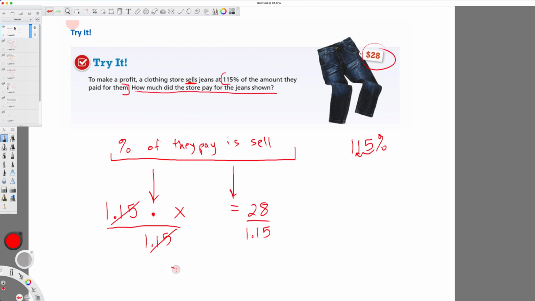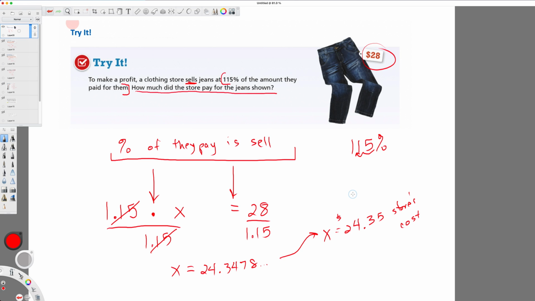And so when I do that dividing, it's going to be dollars and cents. So if it doesn't divide nicely, I'm going to do some rounding, and this does not divide nicely at all. I get 24.3478 and so on. So let's see, to the nearest cent, that's going to be $24.35. And that is the store's cost.